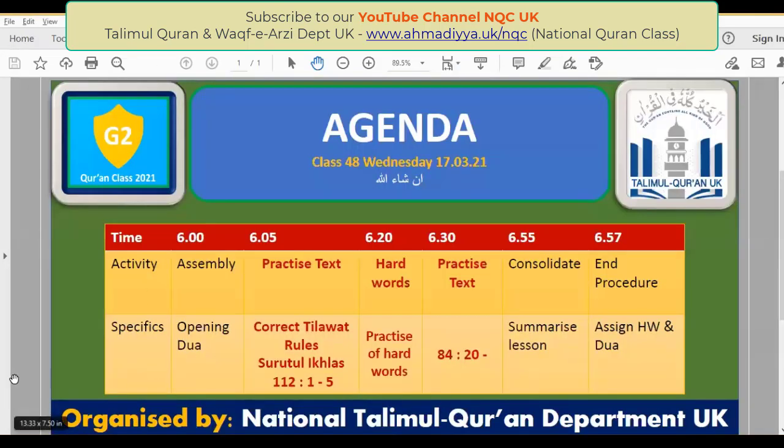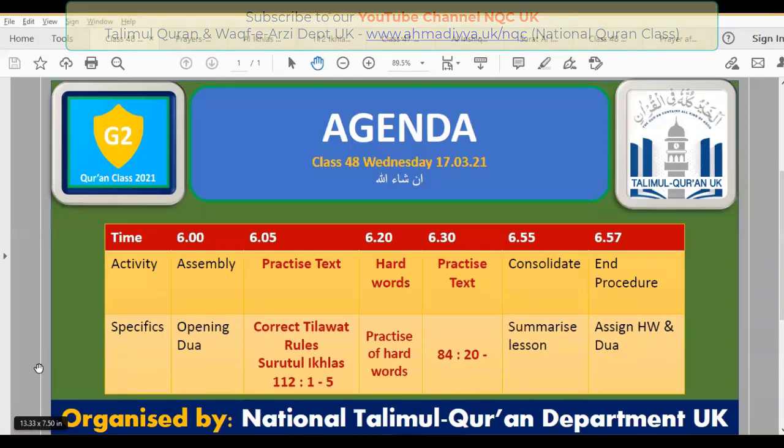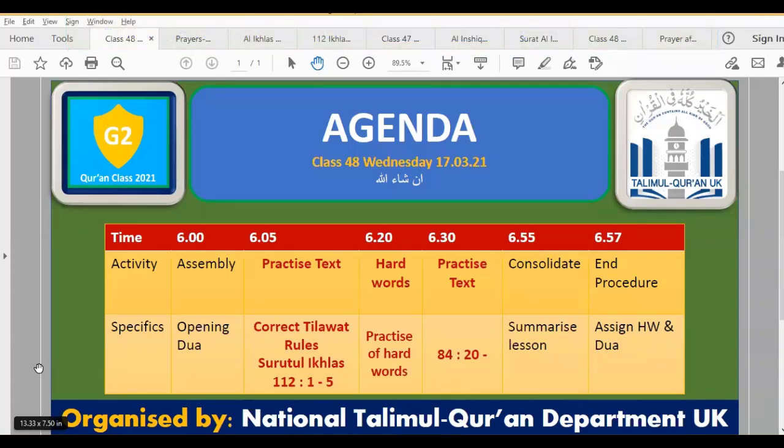Jazakumullah. So the agenda for today's class is on your screens right now. And as you can see, we'll start shortly with our opening dua as usual. We'll then move on to looking at the correct tilawat rules for the Suratul Ikhlas, chapter number 112 in the Holy Quran. And we'll try and cover as many verses of that surah as possible in today's class. We'll then move on to having a look at a hard word for today's class, and we'll get some students on the mic to help us practice that hard word.